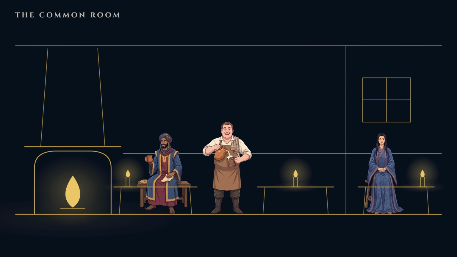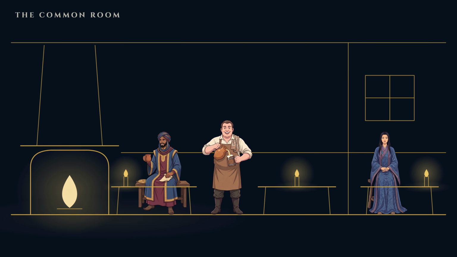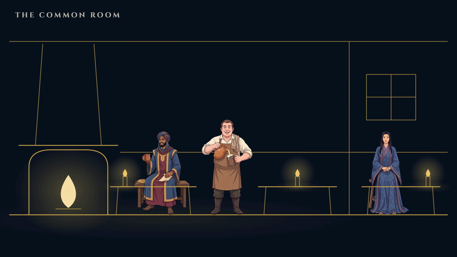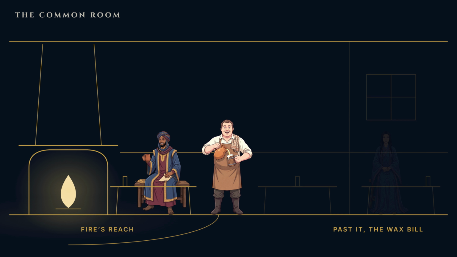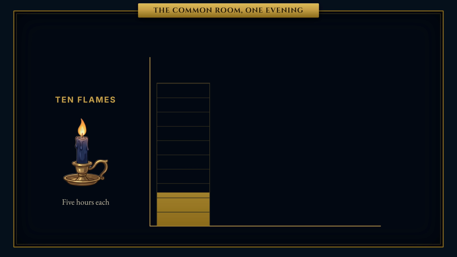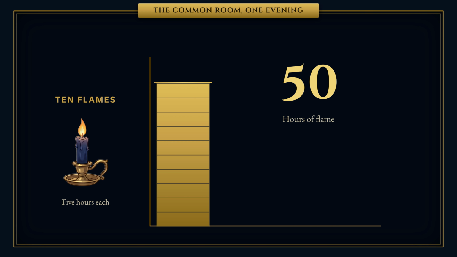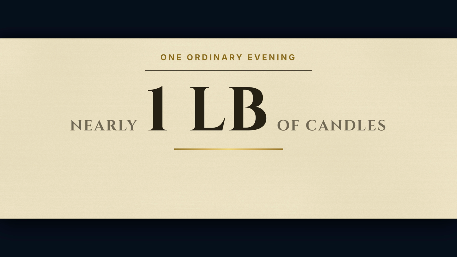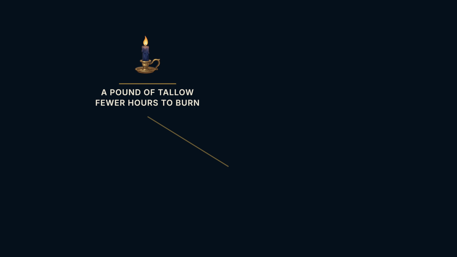Now let's run the inn through it. We need to give the hearth its due first, because somebody in the comments is already typing it. A fire lights the ring of seats around itself, so it's only past that ring the innkeeper decides which tables are worth a candle. If we assume 10 flames in the common room and 5 hours after dark, that's 50 hours of flame in one evening, and the standard says 58 hours to the pound, which means one ordinary evening in that room burns very nearly a pound of candles, and that is at the whale wax rate, the brightest burn anybody had measured. An inn burns tallow though, and tallow gives fewer hours to the pound, so the real bill for that evening runs even higher.